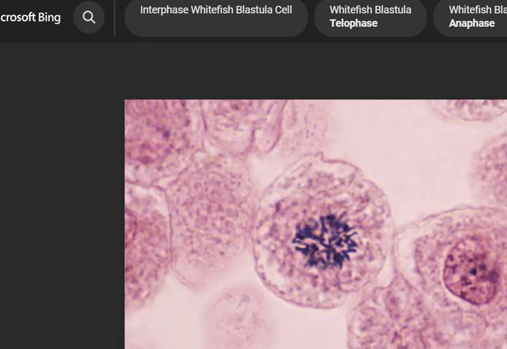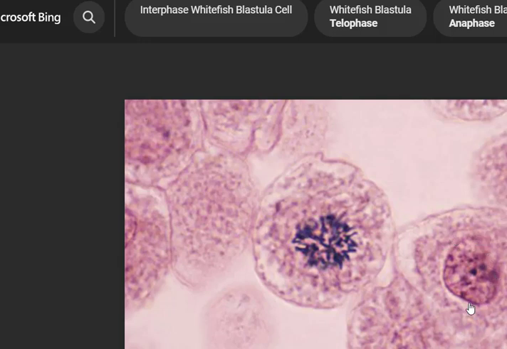Sometimes students tell me they have trouble figuring out whether they're looking at interphase or prophase. So here's a clear interphase right here. There's the nuclear envelope. So it's unmistakable, and you do not see any chromosomes in there. You do see the nucleolus, but you don't see the chromosomes.